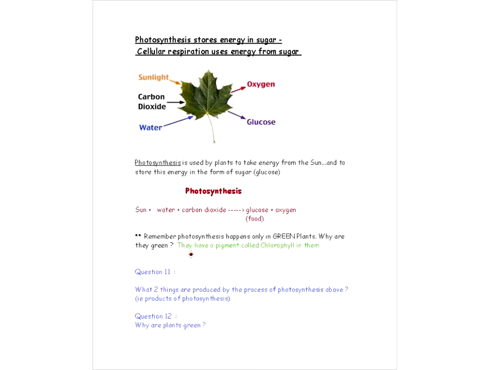Now remember that photosynthesis only happens in green plants. And why is it that green plants are green? You ever wondered that before? Well, they have this pigment in them that's called chlorophyll, and so chlorophyll gives green plants their color.